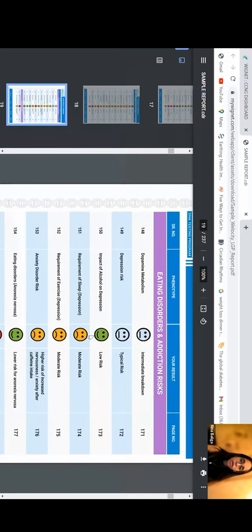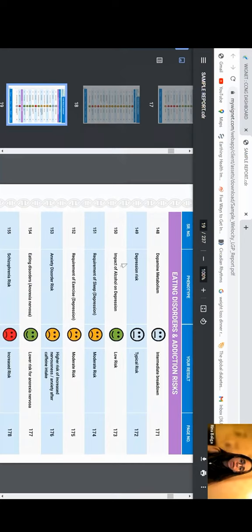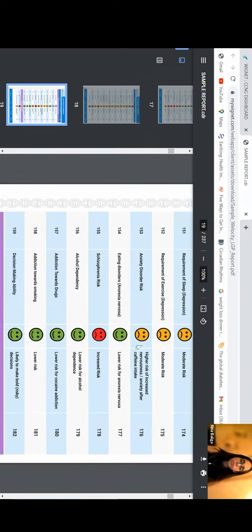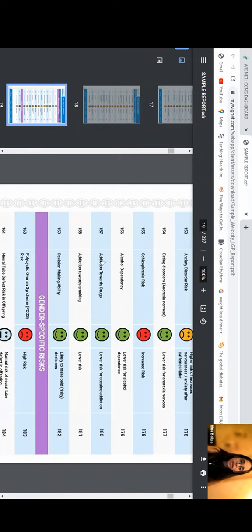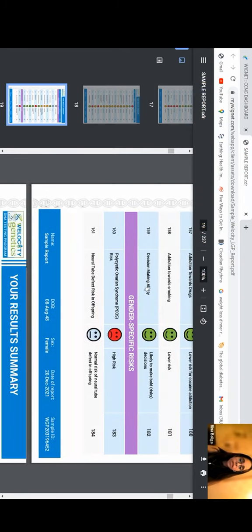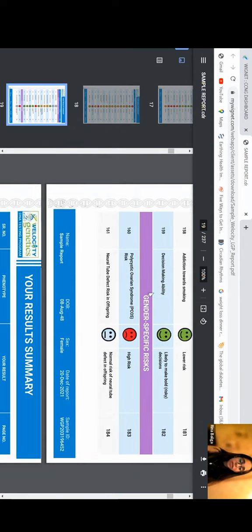So eating disorders and addiction risks related to dopamine, whether there's a risk of depression and how depression can be managed. Here, the person does not have a risk of depression per se, but exercise and sleep can play an important role in preventing it, at the same time managing it, if the person ends up with depressive tendencies. Then the anxiety linked to caffeine. Okay, then the schizophrenia risk and dependence on drugs, alcohol, nicotine, etc. There are certain personality traits as well, like decision-making ability. So decision-making ability tells you if a person is more impulsive in decision-making or takes calculated risks.